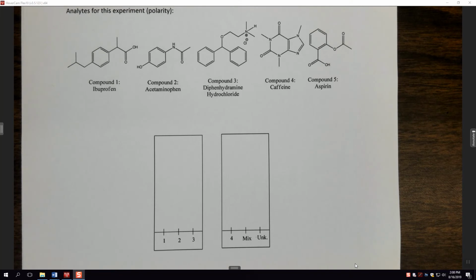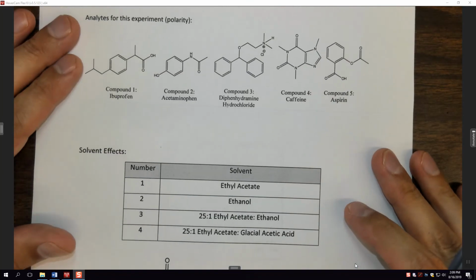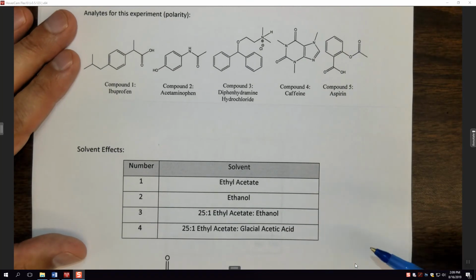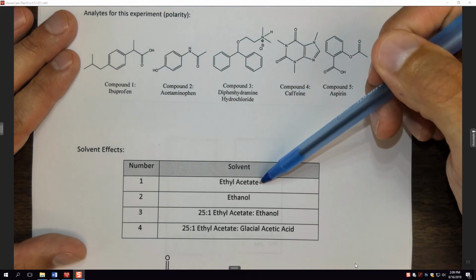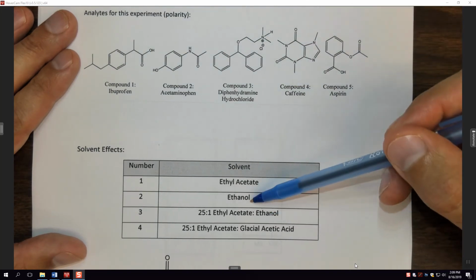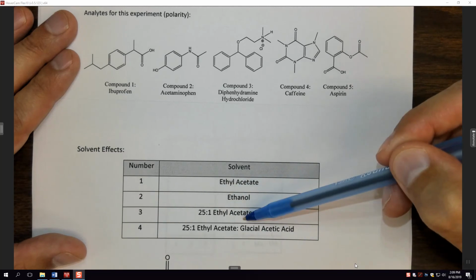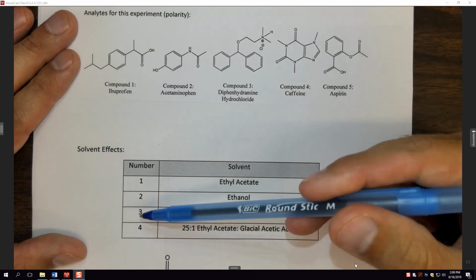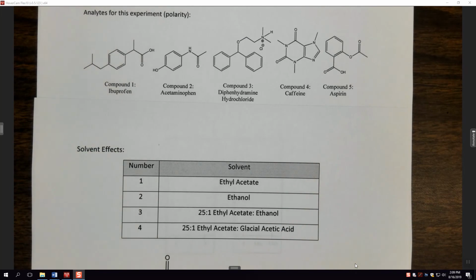So what you're going to do is you're going to try 4 different solvents. You're going to use these compounds and you're going to elute them with 4 different solvents. In the first case, you're going to use ethyl acetate. In the second, you're going to use ethanol. In the third, you're going to use 25-to-1 ethyl acetate and ethanol. And in the fourth, you're going to use 25-to-1 ethyl acetate and glacial acetic acid.